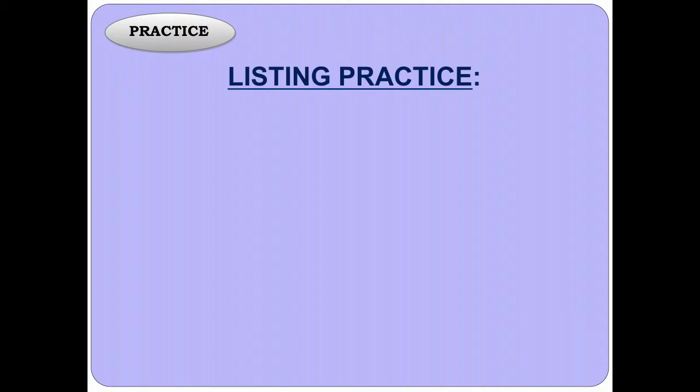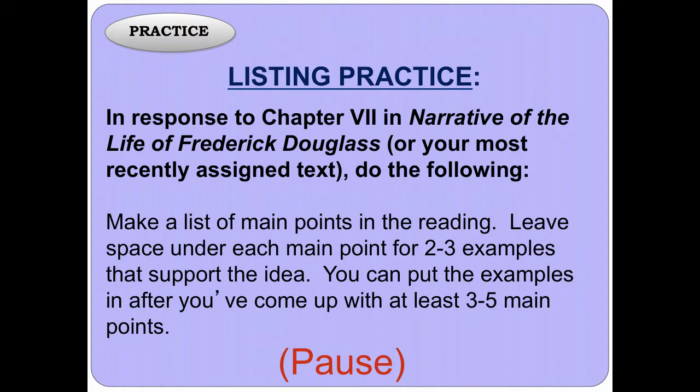Practice. Listing practice. In response to Chapter 7 in Narrative of the Life of Frederick Douglass, or your most recently assigned text, do the following. Make a list of main points in the reading. Leave space under each main point for 2 to 3 examples that support the idea. You can put the examples in after you've come up with at least 3 to 5 main points. Pause here and do the practice.